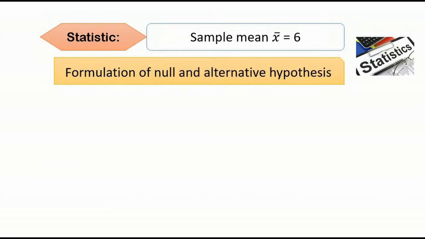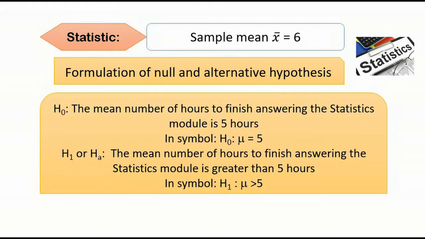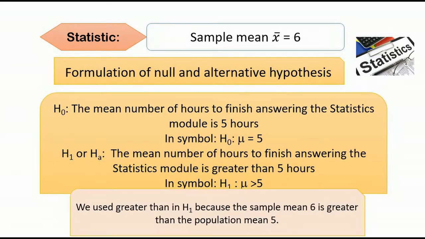Formulation of null and alternative hypothesis. H0: The mean number of hours to finish answering the statistics module is 5 hours. In symbol, H0: mu is equal to 5. H1 or HA, that is the alternative hypothesis: The mean number of hours to finish answering the statistics module is greater than 5 hours. In symbol, H1: mu is greater than 5. We used greater than in H1 because the sample mean is 6, which is greater than the population mean 5.